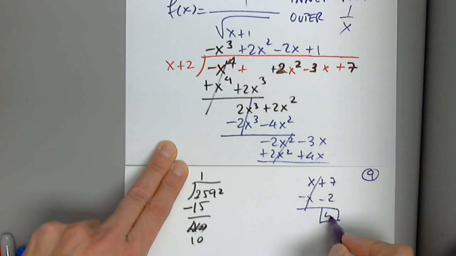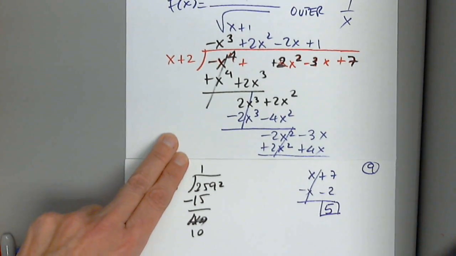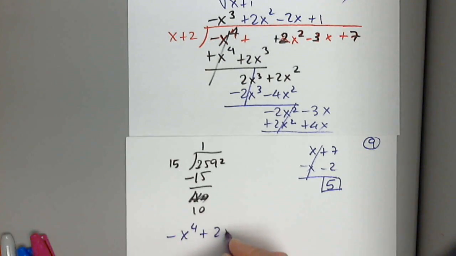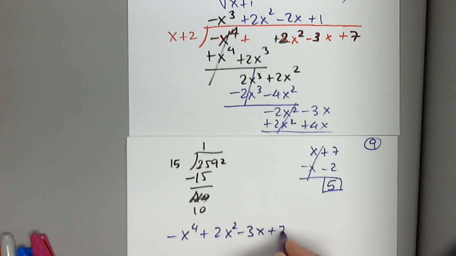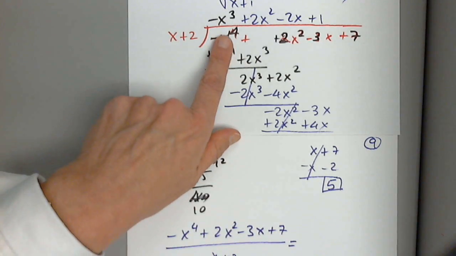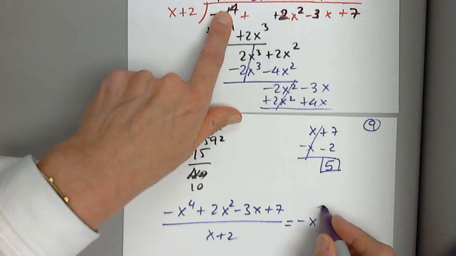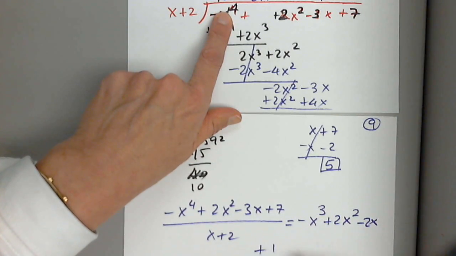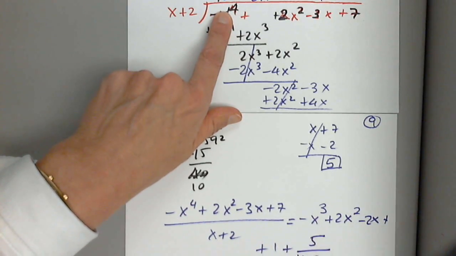So I box in 5. Then I write the answer of negative x to the fourth plus 2x squared minus 3x plus 7 over x plus 2. I write it as the quotient, negative x to the third plus 2x squared minus 2x plus 1. And then plus 5 over x plus 2.